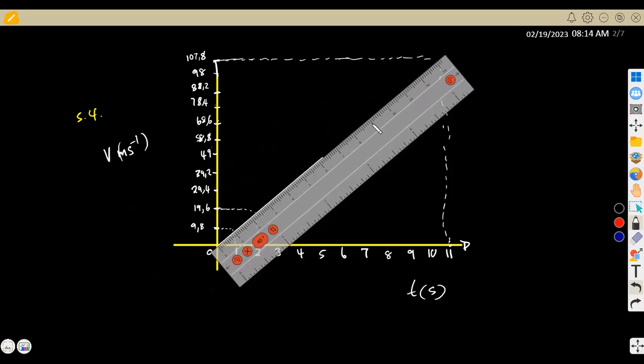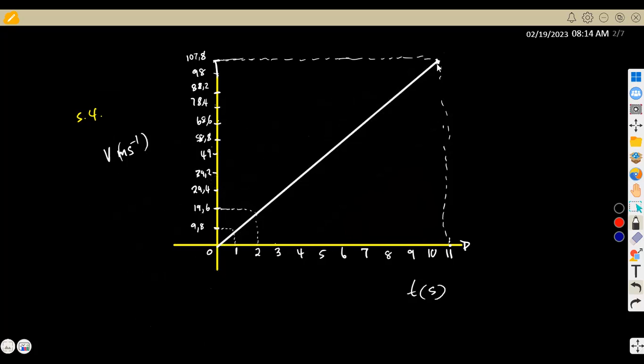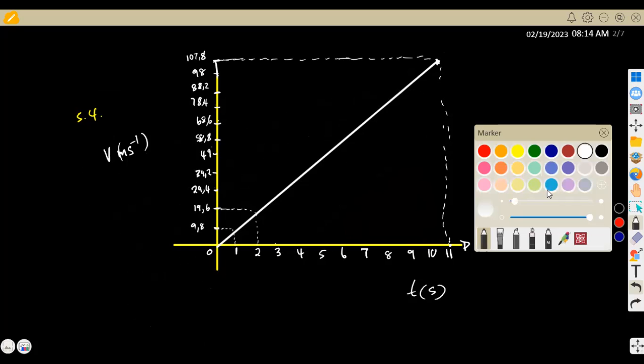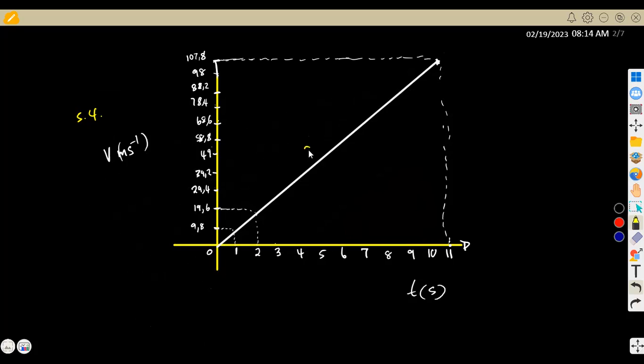So if we join these points, this is the gradient, which is the slope. This gradient, or the steepness of the slope, represents the acceleration. Take note, this is a velocity time graph, so this one represents acceleration, which is your gradient. If it is a displacement time graph, the steepness of the slope or the gradient represents velocity. So this one, being a velocity time graph, represents acceleration, which is measured in meters per square second. All right, so that was the question.